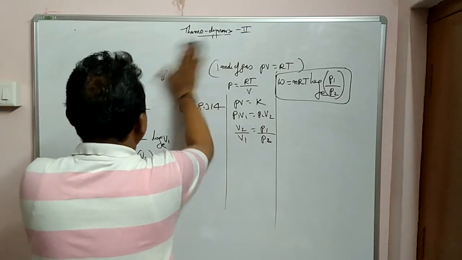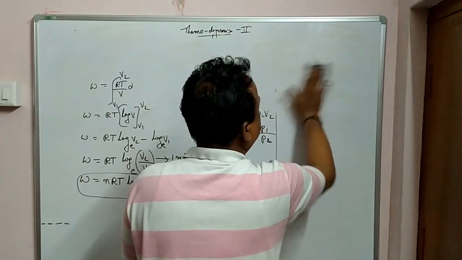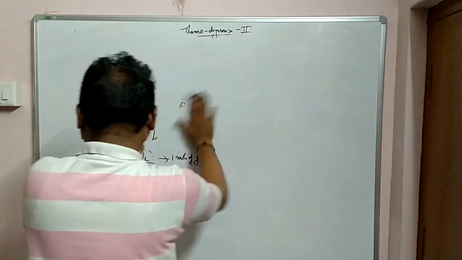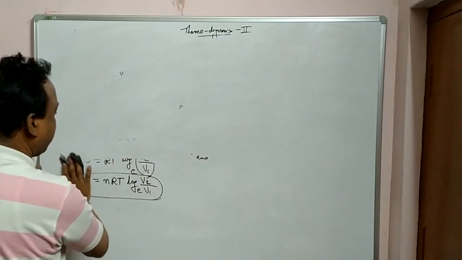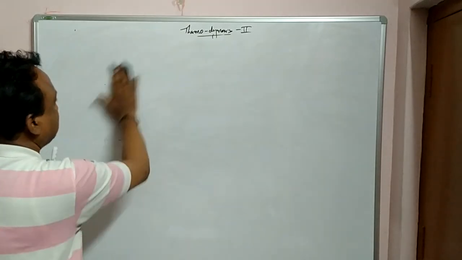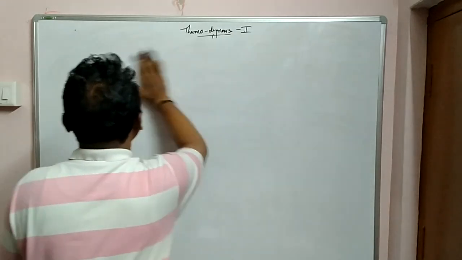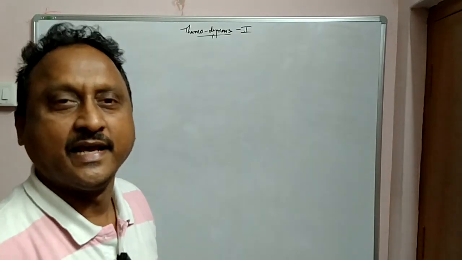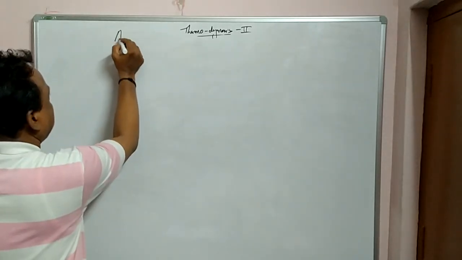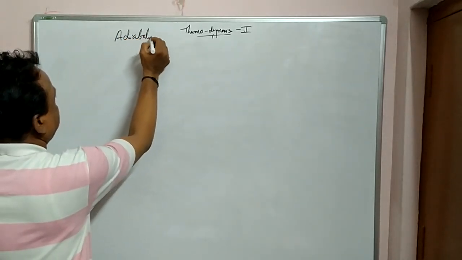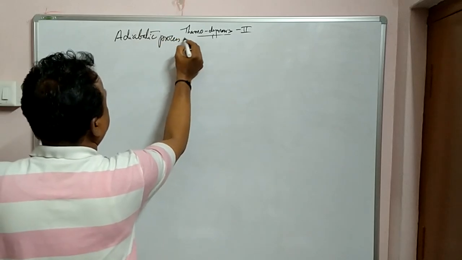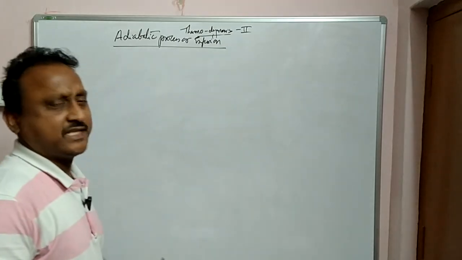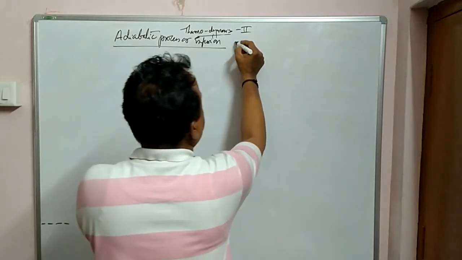Okay, let us go to the next derivation, 4 marks, that is adiabatic process or adiabatic expansion. Let us see what is meant by adiabatic process, that is adiabatic expansion, and we will derive the equation for 4 marks IPE. Adiabatic ante enti? Adiabatic process or expansion. So in this one, best example is refrigeration.